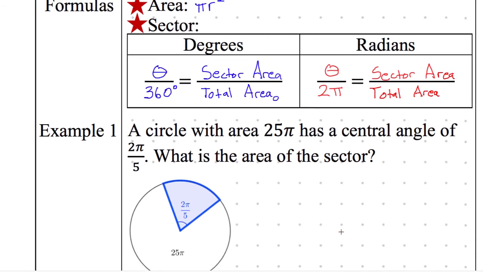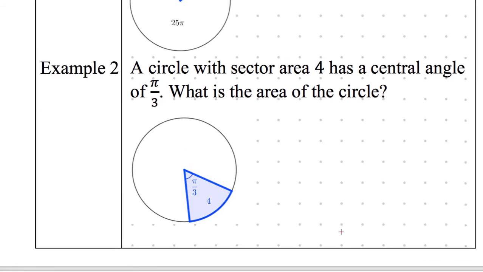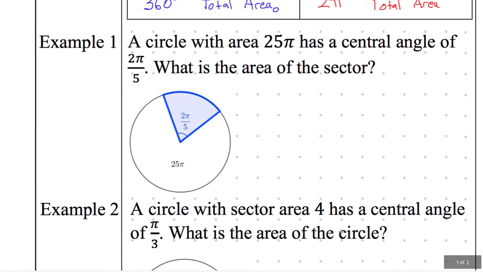All right, let's apply these formulas. I have 3 examples for us. Example 1, 2, and then we have 3 on the back, and then we'll be done. All right, so the key part for each of these is to analyze what's happening either with the picture or with the text. If you can't tell if 25 pi is talking about sector area or the area of the circle or the angle, read what's happening in the text.